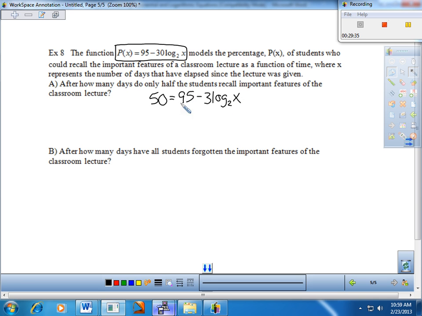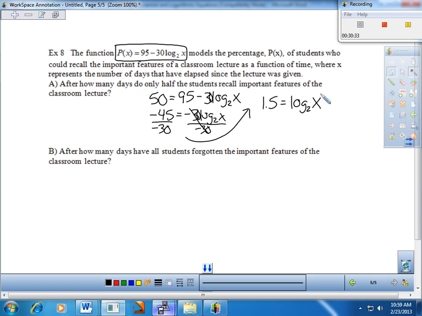First order of business, I think, is to go ahead and bring the 95 over. 50 minus 95 should give us negative 45 there. Just careful with your signs, of course. That's looking pretty good. Ooh, I'm sorry, I missed a number there. That should be negative 30. There we go. Better. Nice. Now I'll divide by that negative 30. So try to make amends for you here. So divide by negative 30, I get 1.5, and log base 2 of x.